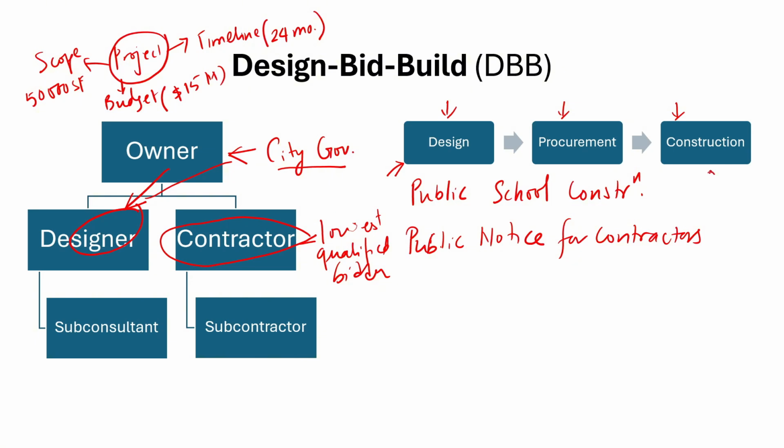Now, in the construction phase, the contractor sources materials, hires subcontractors, and begins construction. The owner oversees the process, often through a project manager, to ensure the work complies with the plans and specifications as well.